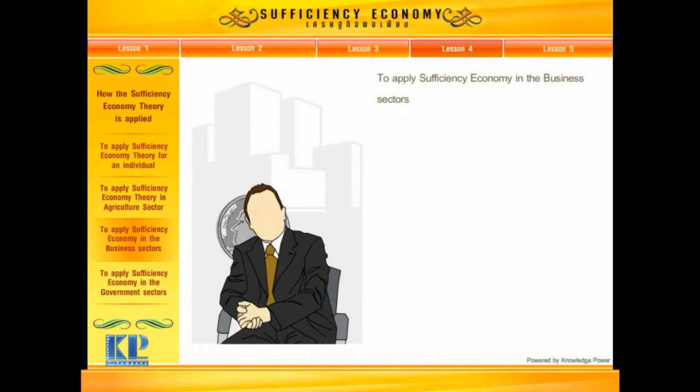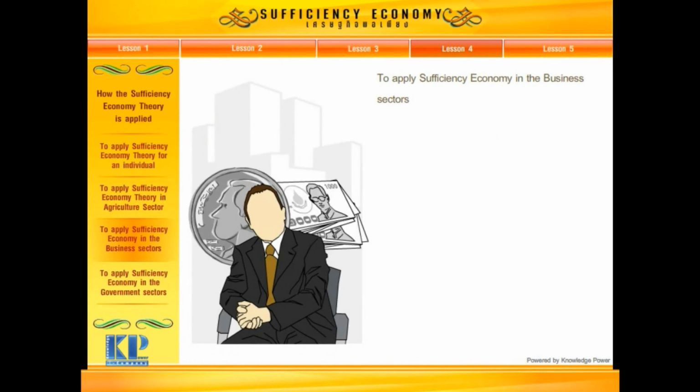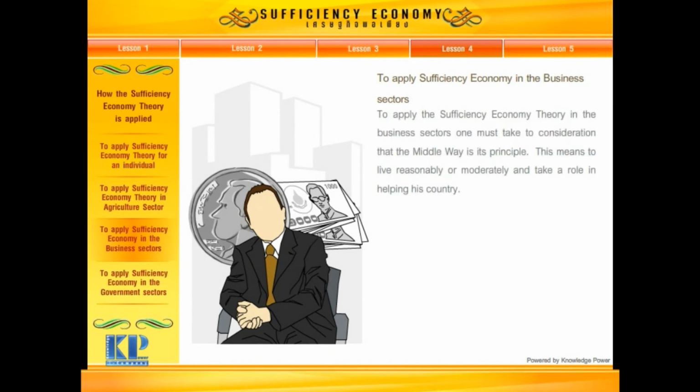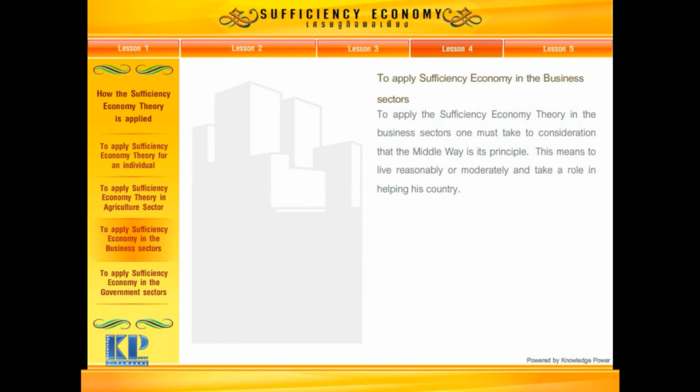To apply sufficiency economy in the business sectors. To apply the sufficiency economy theory in the business sectors, one must take into consideration that the middle way is its principle. This means to live reasonably or moderately and take a role in helping one's country.